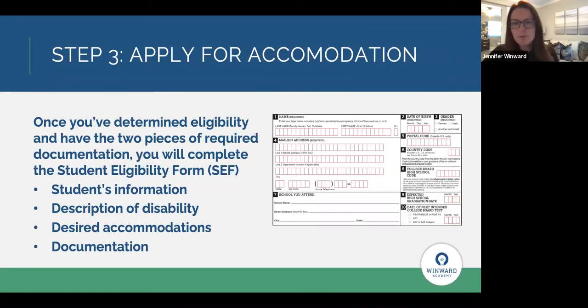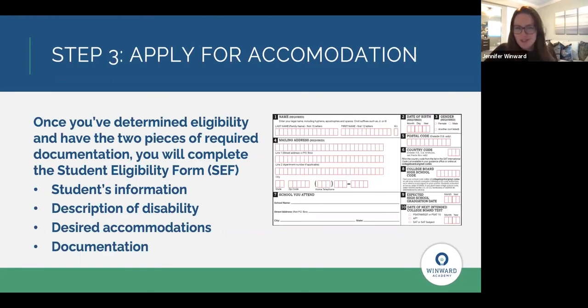Okay, so the process of applying to College Board is different from ACT's process. Remember, I mentioned with ACT, you have to first register, then you can submit documentation. College Board does not require that. So you can submit your documentation to College Board even if you haven't registered for a test.